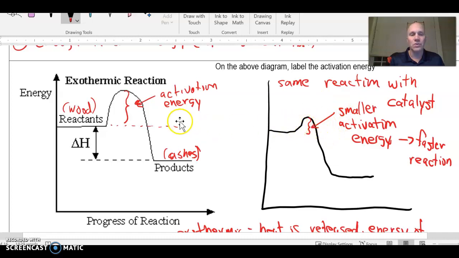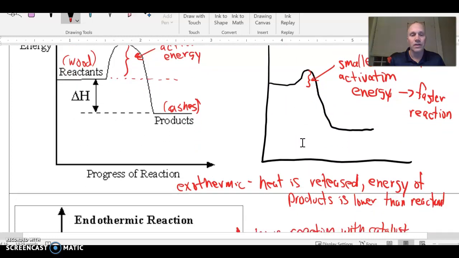And notice that there are some things that are the same. The energy level of the reactants is the same. The energy level of the products would be the same. The big difference is this is a bigger hump than this one. So when you lower the activation energy, it's much more likely that when things collide, they will have enough energy to get over that hump. Therefore, the reaction is going to go faster.